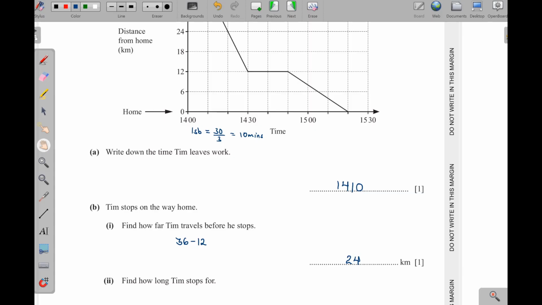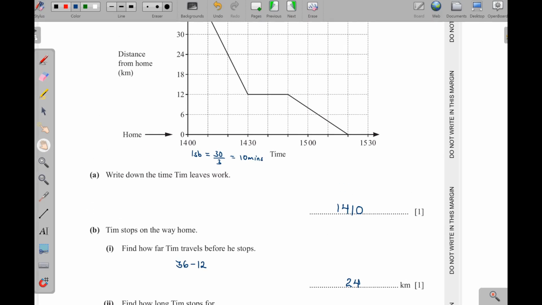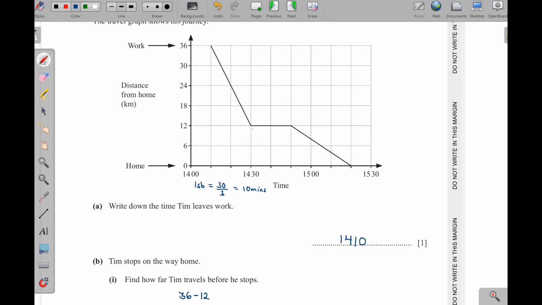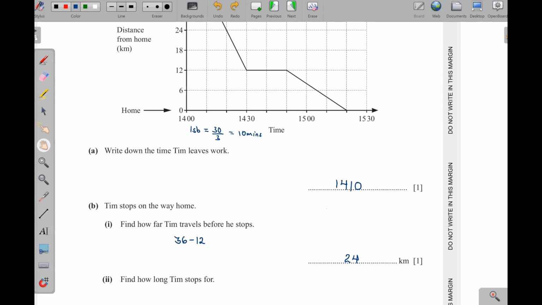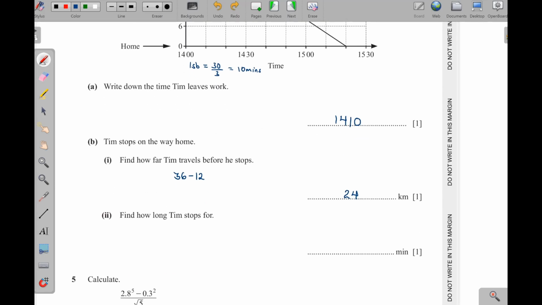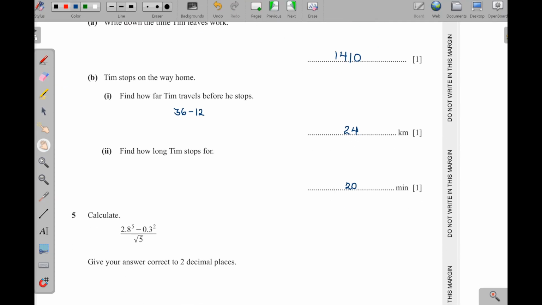And then find how long Tim stops for. So this one is 10 minutes, 10 minutes. And that is 20 what? Minutes. 20 minutes.